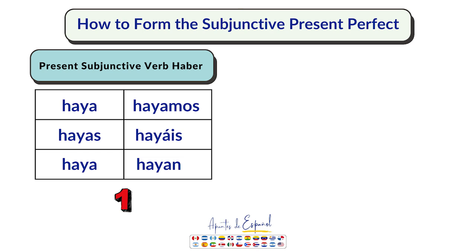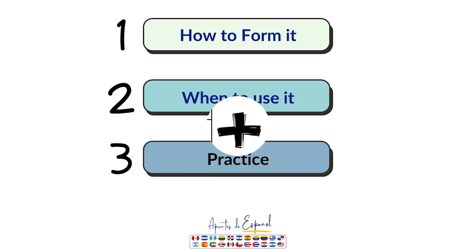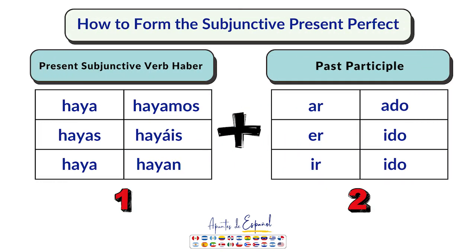The first step is to learn how to form the present perfect subjunctive. For that, we first need to conjugate the verb haber in the subjunctive. As you can see, it's haya, hayas, haya, hayamos, hayáis, hayan. To this auxiliary verb haber, we will add the past participle of the verb, being ado or ido, depending on the ending: ar, er, or ir. And remember that we do that by replacing the ar with ado and the er or ir with ido.